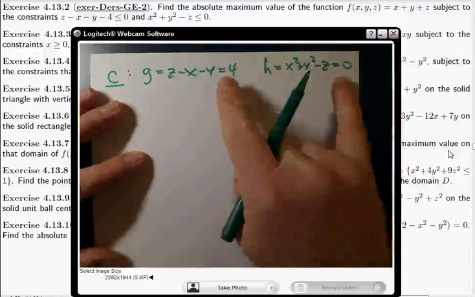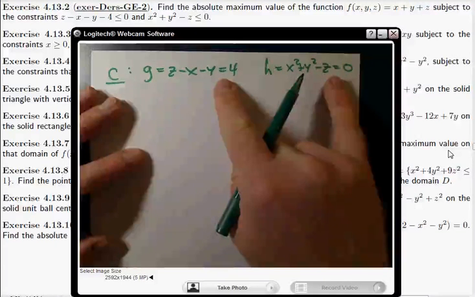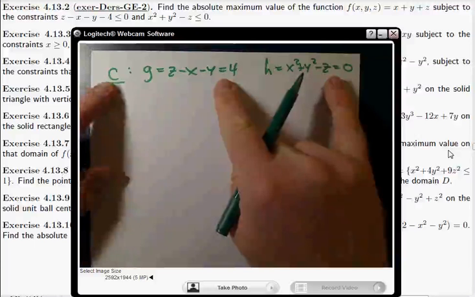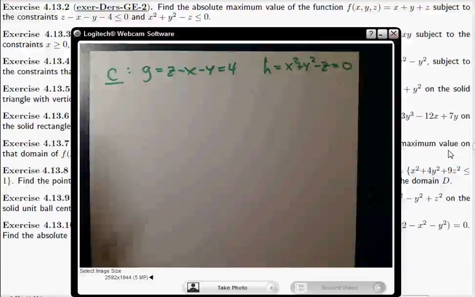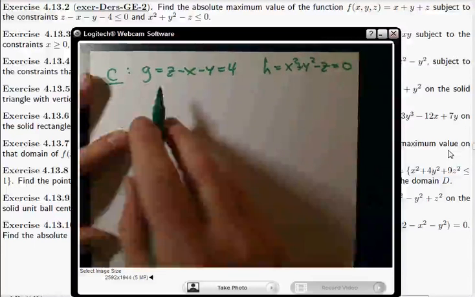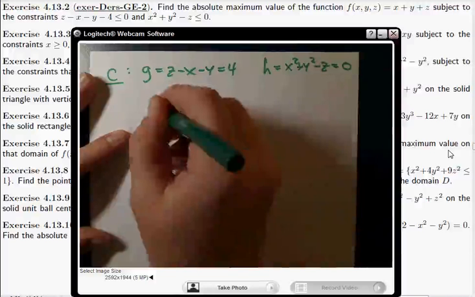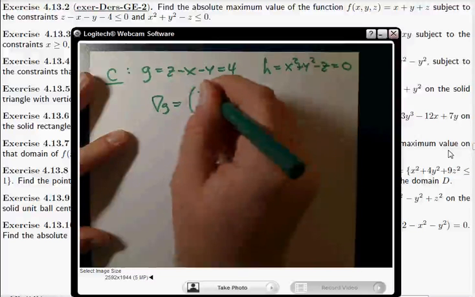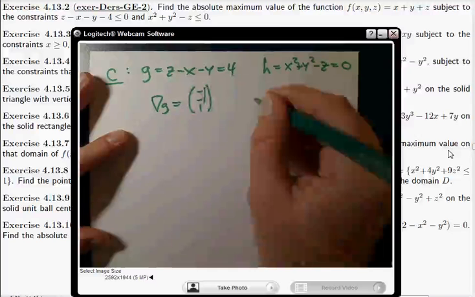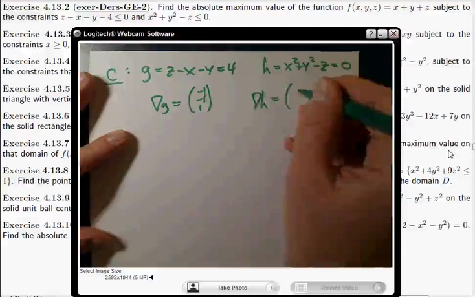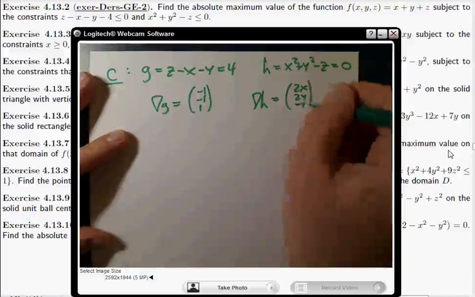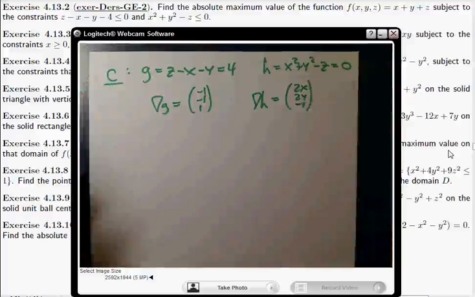I need both of these to be equalities to be on the curve. Okay. All right, well, I'm going to need to know both of these constraint gradients, and conveniently I've already computed those. This is still -1, -1, 1. This is still 2x, 2y, -1. So let's check degeneracy.